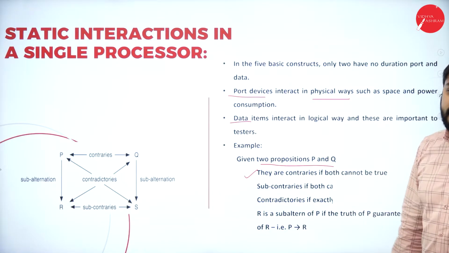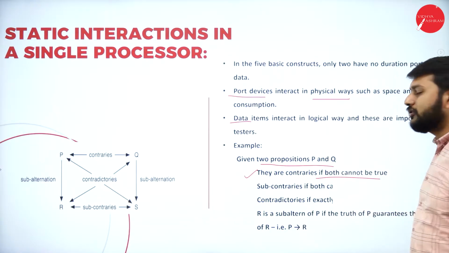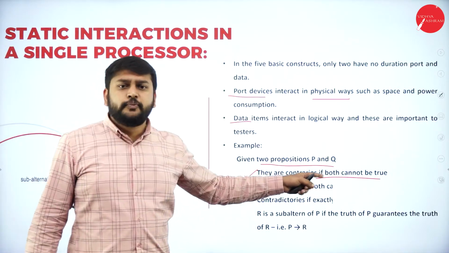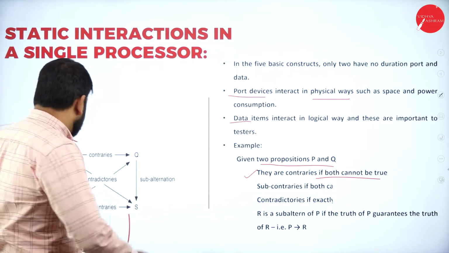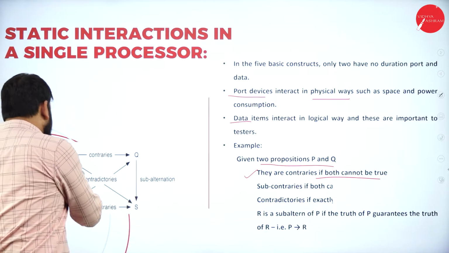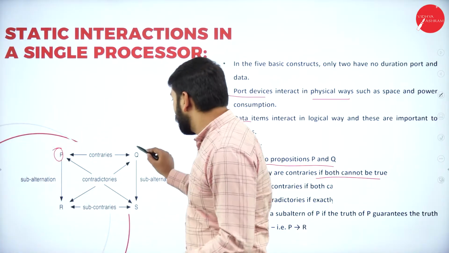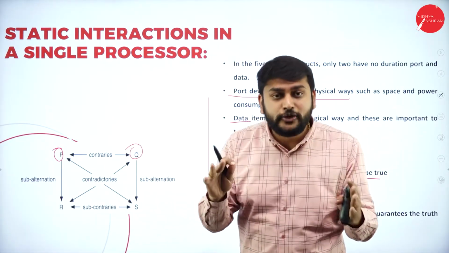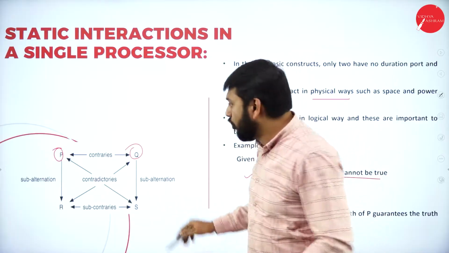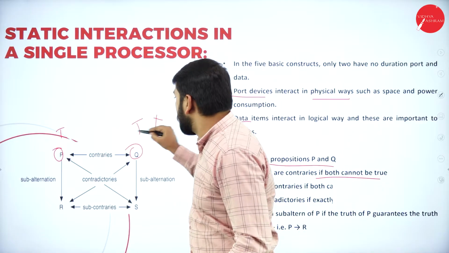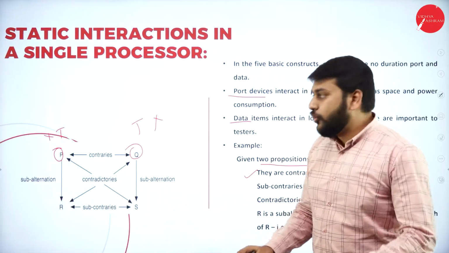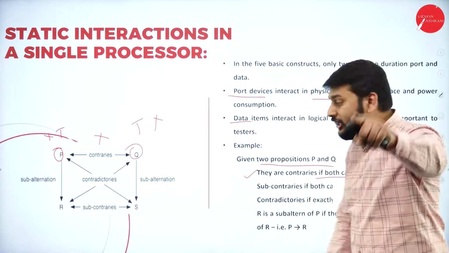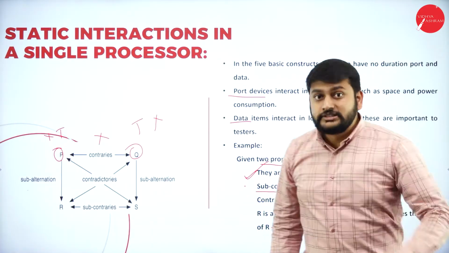They are contrary if both cannot be true. What is the meaning of it, sir? They are contrary if both cannot be true. Both in the sense they are speaking about P and Q. They are contrary. Contrary in the sense opposite. When they are opposite, both are not true. This is also not true, and this is also not true. That's what you need to remember. So when this is not true and this is not true, this is contrary, opposite. That's what you need to remember with respect to the first point.